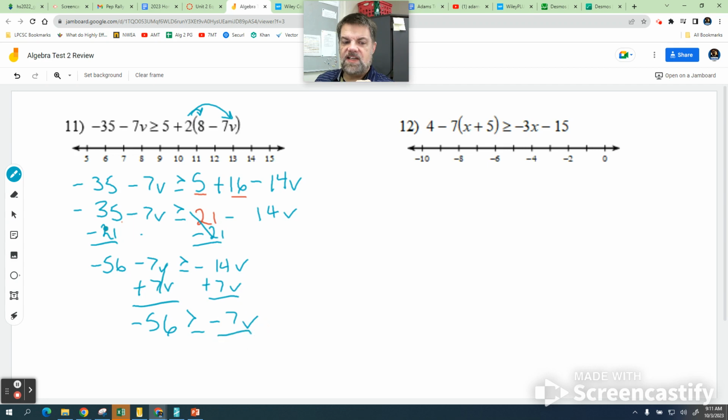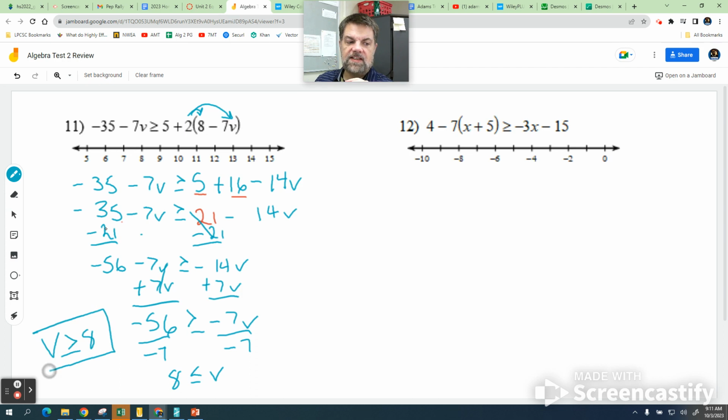To get the negative 7 away, I'm going to divide by negative 7. Remember that when you divide by a negative, you flip the inequality. This becomes a positive 8. So then the alligator is eating the b, so b is greater than or equal to 8.